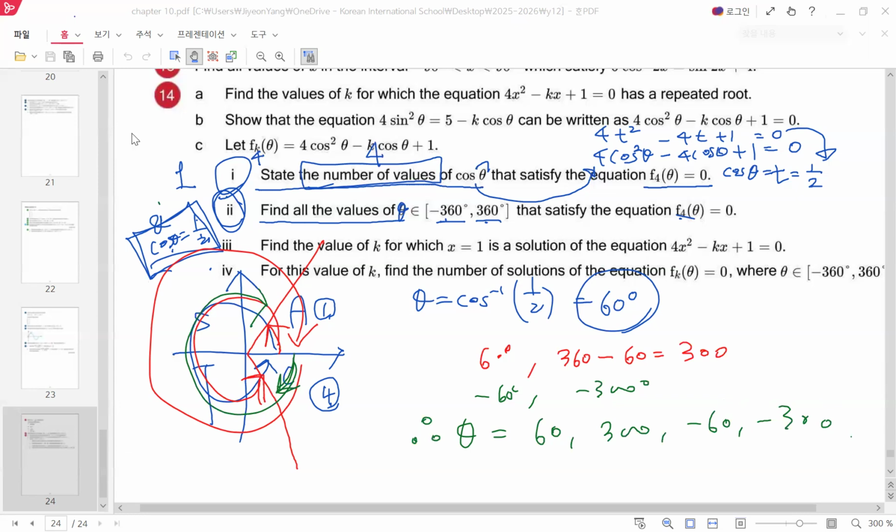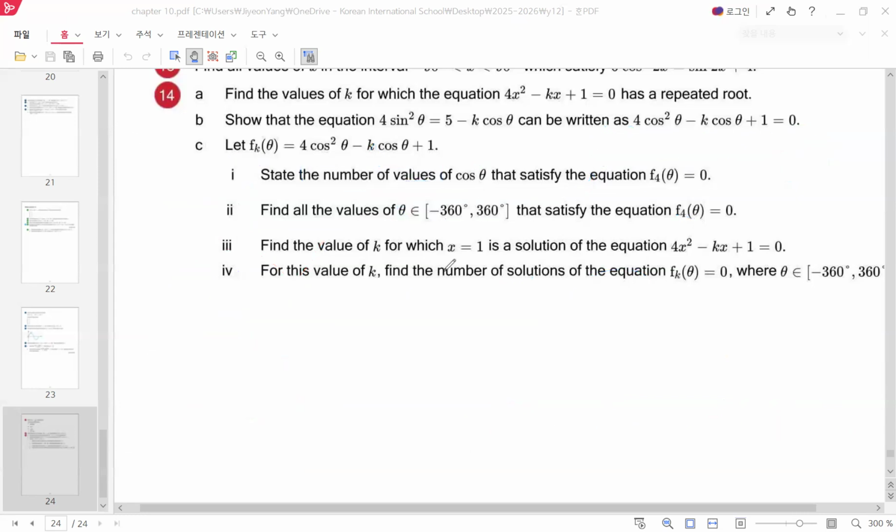Okay, question number 3. Find the value of k for which x equals 1 is a solution of the equation. Just substitute 1, right? What's the value of k, students? 4 minus k plus 1 equals 0. What's k? 5. Thank you. And then question number 4.